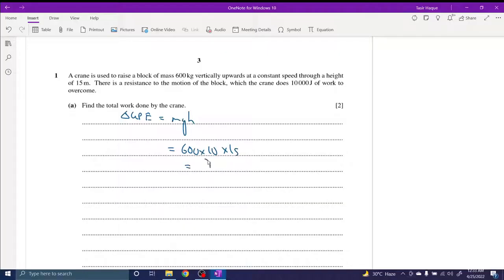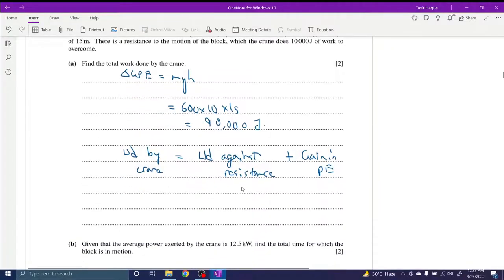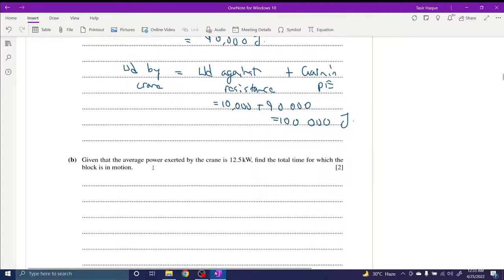That gives us a value of 90,000 joules. Now, what is the work done by the crane? It's actually equal to work done against resistance, plus gain in potential energy. So 10,000 plus 90,000, that's 100,000 joules. Hopefully that makes sense.